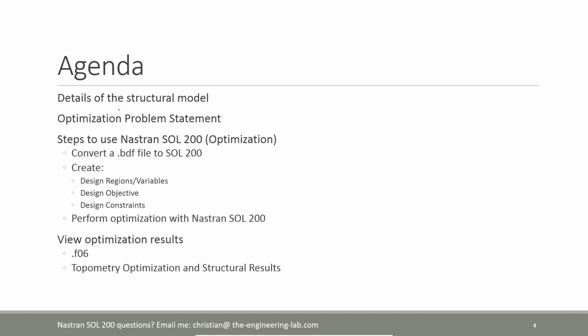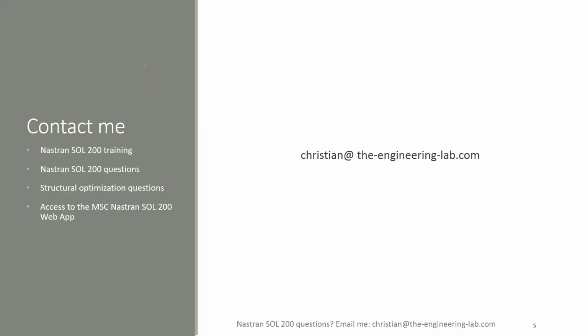Here's what I'm going to cover. A quick comment regarding the structural model. It's always useful to know how the model is loaded, what load cases are there, and where the supports are. Then I'm going to cover probably one of the most important things in this video, the optimization problem statement. This is the first step before you can set anything up for Nastran Solution 200. This problem statement is composed of the design region, the objective, and the constraints. Of course, we are going to perform the optimization and then view the results afterward.